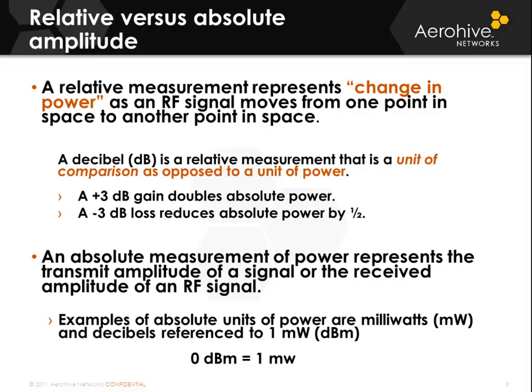An absolute measurement of power represents the transmit amplitude of a signal or the received amplitude of an RF signal. Examples of absolute units of power are milliwatts or watts, and decibels are referenced against 1 milliwatt. 0 dBm equals 1 milliwatt. As starting at a reference point of 1 milliwatt, 0 dBm would be the equivalent of no change.